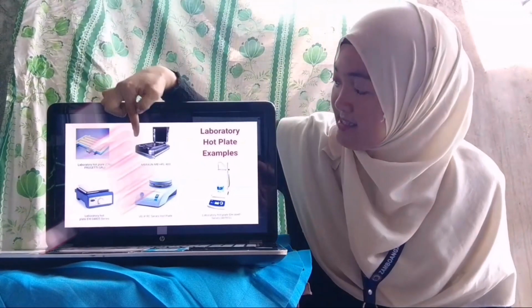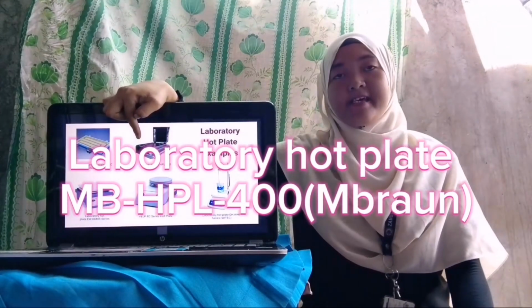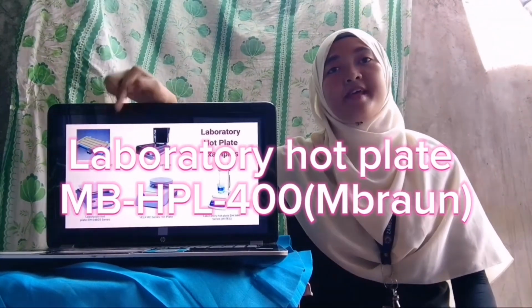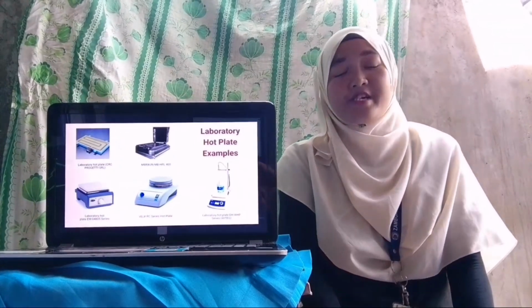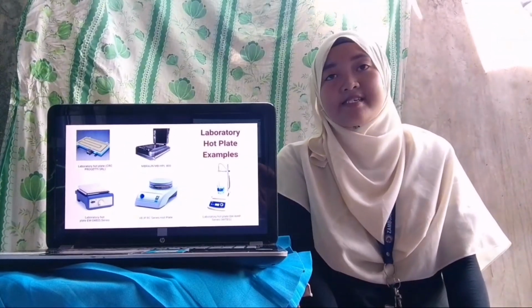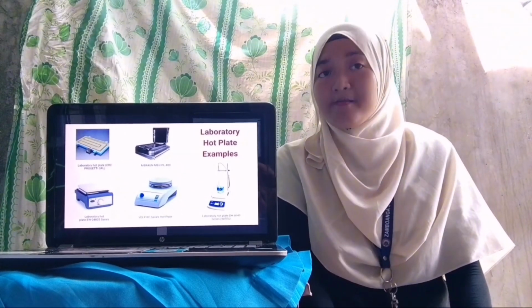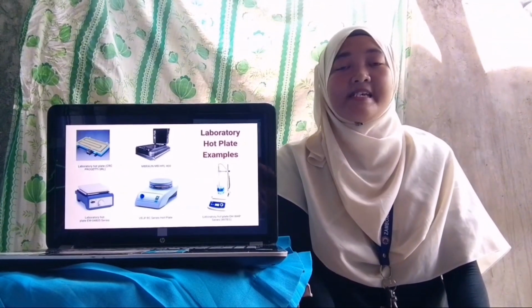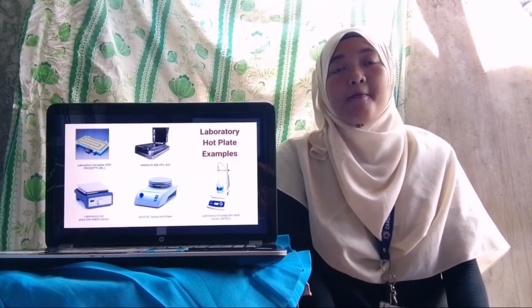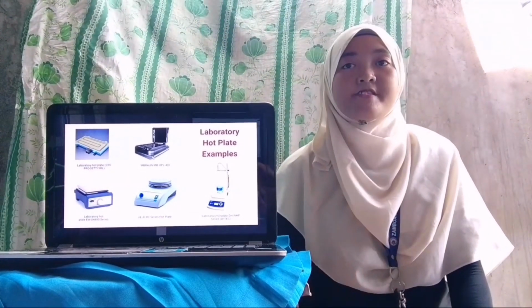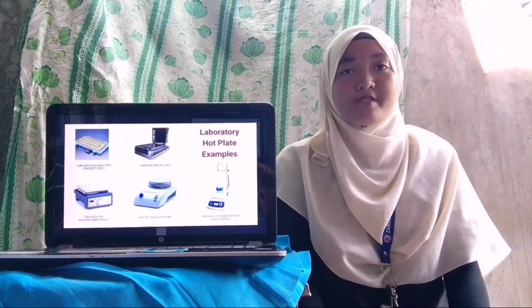Second is the laboratory hot plate MBHPL 400 M brown. These are for specific process circumstances. The M brown MB HPL 400 vacuum hot plate is intended to cure delicate organic layers. Applications include everything from simple research to complex production procedures.